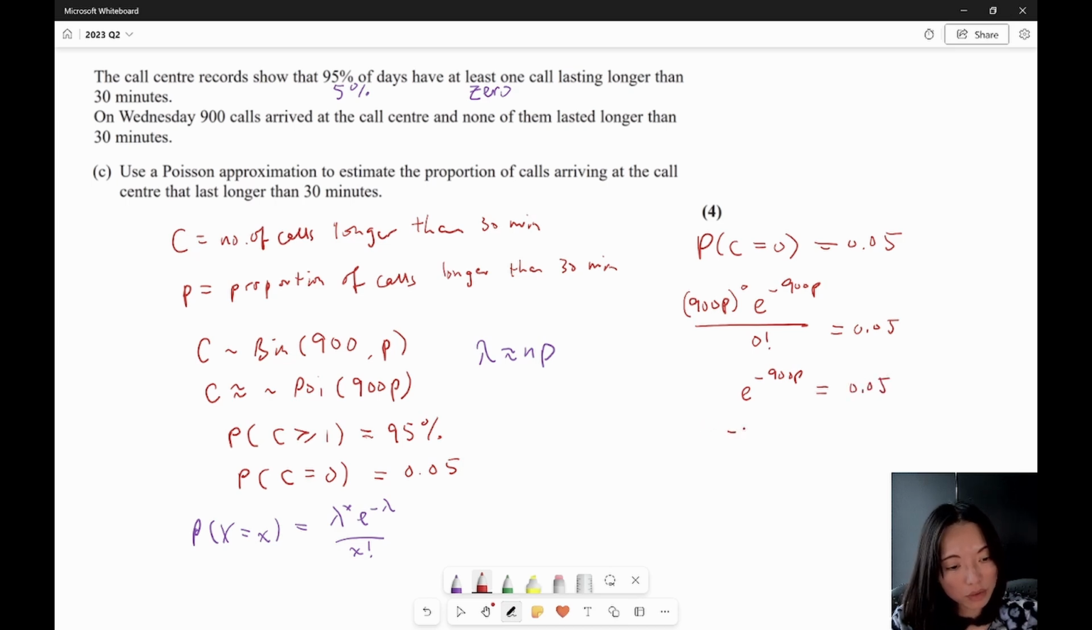That could be simplified to minus 900 p equals the ln of 0.05, which means that the probability I'm interested in, the proportion of calls longer than 30 minutes, is 0.00333. And that's our answer to part C.